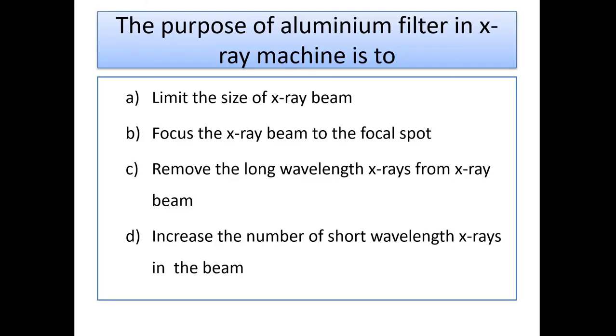Question number 2. The purpose of the aluminium filter in an X-ray machine is to limit the size of the X-ray beam, focus the X-ray beam to the focal spot, remove the long wavelength X-rays from the X-ray beam, or increase the number of short wavelength X-rays. Limiting the size of the X-ray beam, we have already discussed, is the function of the collimator. Focusing the X-ray beam to the focal spot is the function of the focusing cup.